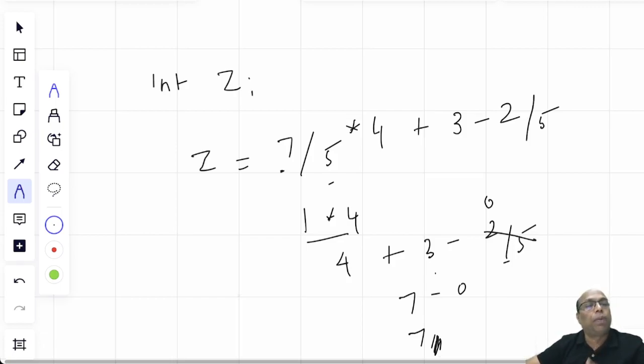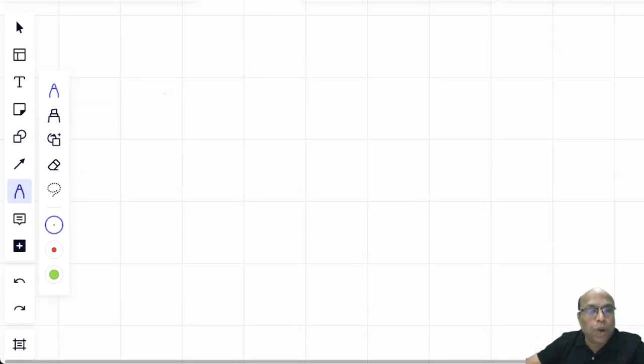Okay, so let's apply arithmetic operators in some more examples. Let's say right now 125 by 10. When I say 125 by 10, 125 is an integer and 10 is an integer. So what happens? The result is going to be only the quotient. What is the quotient? It is 12.